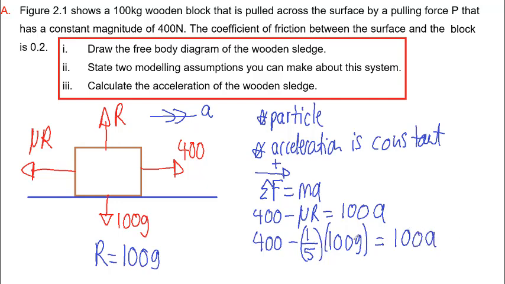Now, once we process this, you're going to get 100 divided by 5, which is 20. So it's 400 minus 20g equals 100a. Find this number, then divide both sides by 100. And in the end, you will get an acceleration equal to 2.038 meters per second squared.